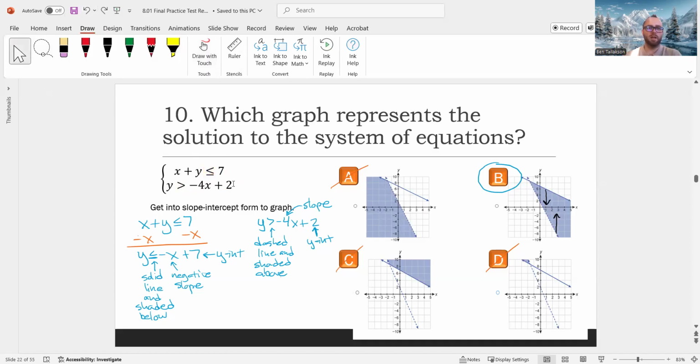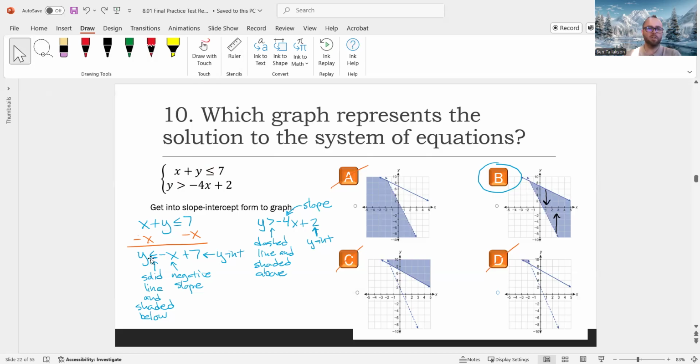Now that we cleared that up, we need it in y equals mx plus b. I know it's not an equal sign, but it still follows those rules. So you take this inequality, you subtract x on both sides. Now it's in slope-intercept form. And for your notes, I would suggest writing this down. Just saying A, B, C, or D is not going to be enough to get credit for this because it's really not going to help you.